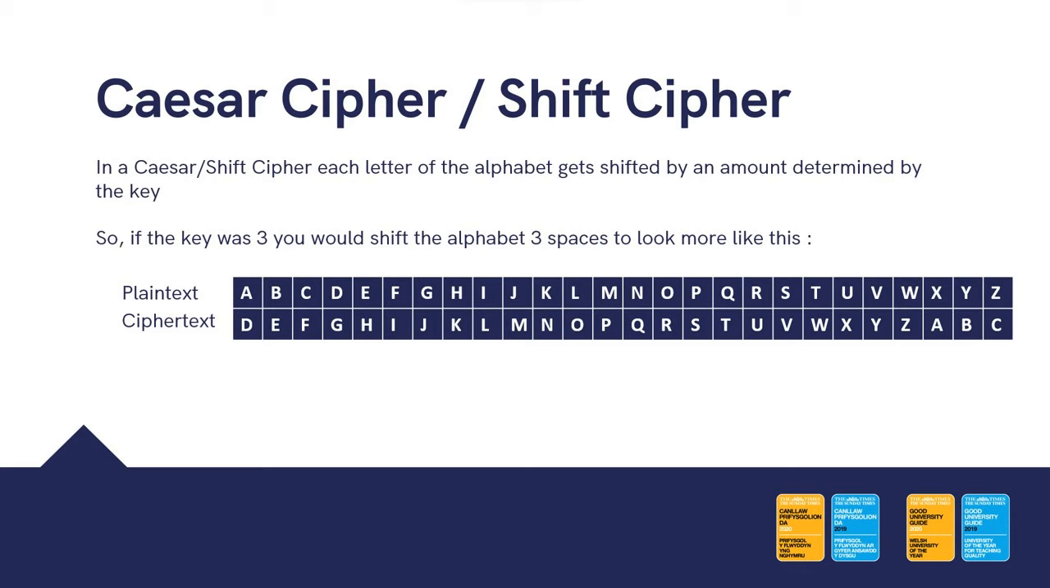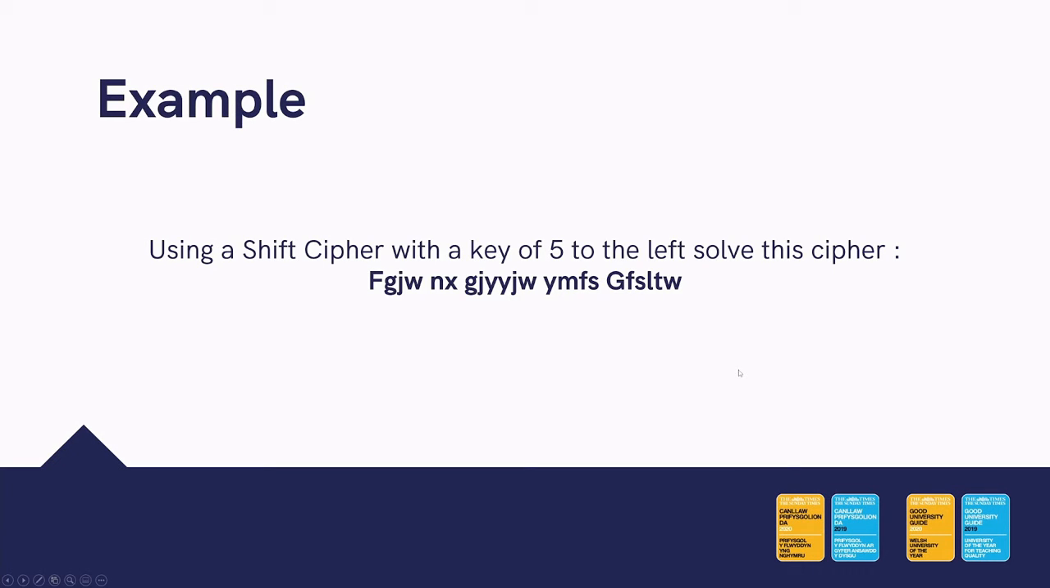So if the key, say, is 3, you would shift the alphabet 3 spaces to look more like this. So in this case, A in ciphertext would equal D, H would equal K, and S would equal V. Now let's look at this in an example to give you a clearer image of how this works. So using a shift cipher with a key of 5 to the left, solve this cipher. We have a bunch of jumbled letters here.